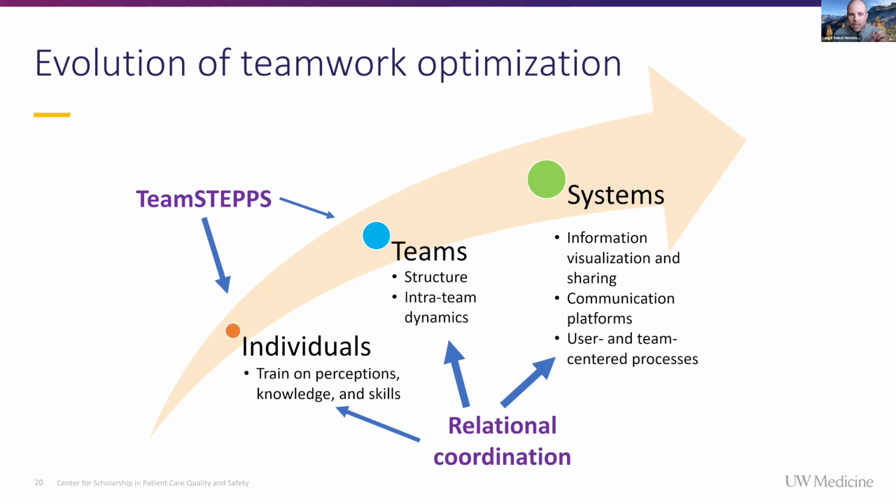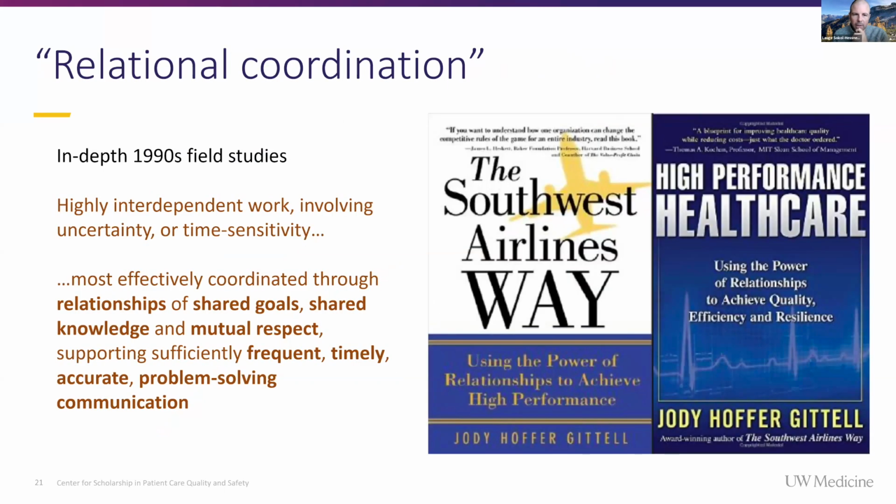We won't get deep into relational coordination, but I'll give you a couple high-level things, and I encourage you to look into it more for those of you that are really looking to build high-functioning teams. So relational coordination comes out of studying industry. Again, Jody Hoffer Gittell wrote this book, The Southwest Airlines Way. She's a professor at Brandeis, and basically studied organizations that had really effective teamwork and came up with a long mouthful of a definition where basically highly interdependent work, like pretty much everything we do in healthcare, is most effectively coordinated through relationships of shared goals, shared knowledge, mutual respect, with sufficiently frequent, timely, accurate problem-solving communication.